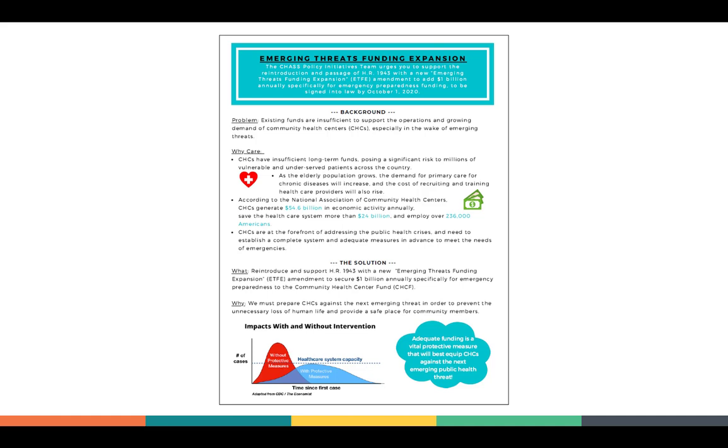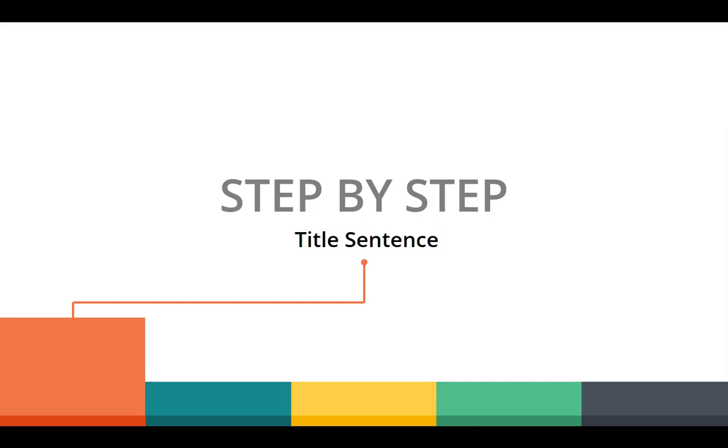For more information on advocacy and lobbying, please check out our self-paced training on advocacy communications for policy, systems, and environmental change, which you will find at rvphtc.org. With that said, using this one-pager will be helpful as we go through step-by-step how to craft this helpful communication tool. The first step in creating our one-pager is crafting our title sentence.